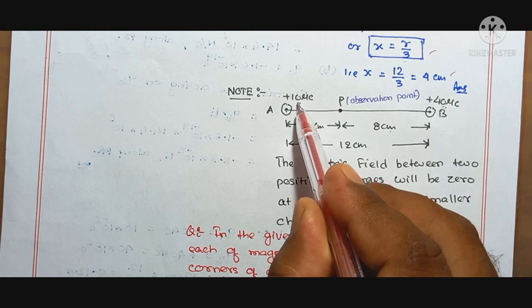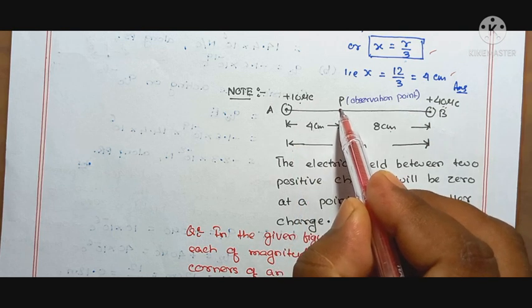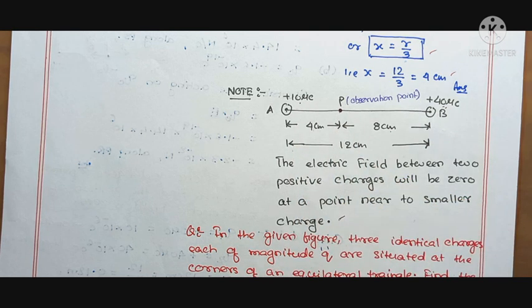So near the 10 microcoulomb charge is our observation point, where the electric field is 0. So it tells that electric field between two positive charges will be 0 at a point near to the smaller charge.